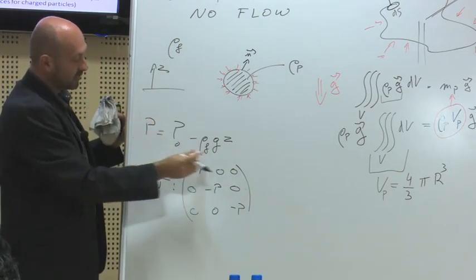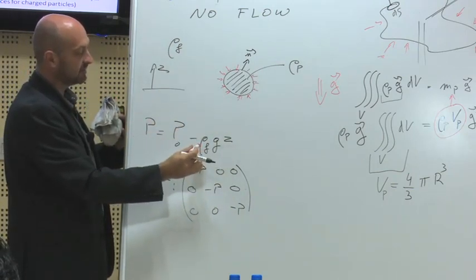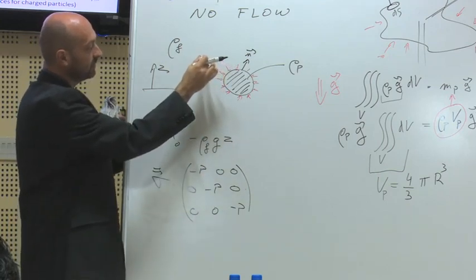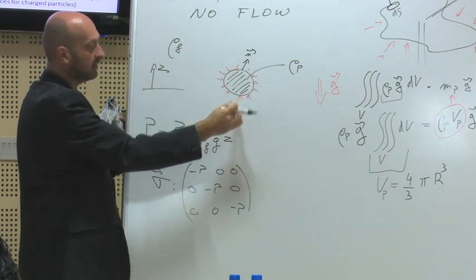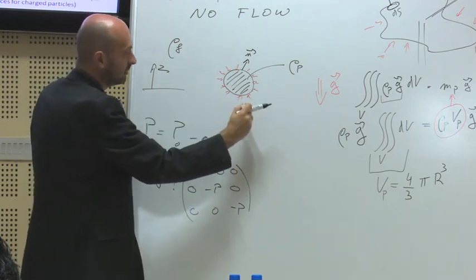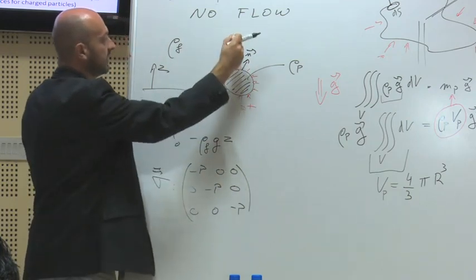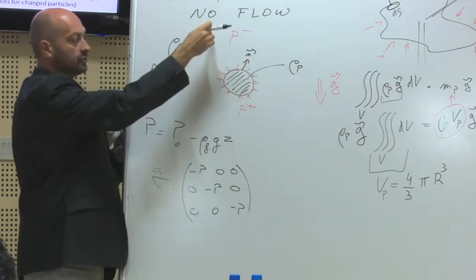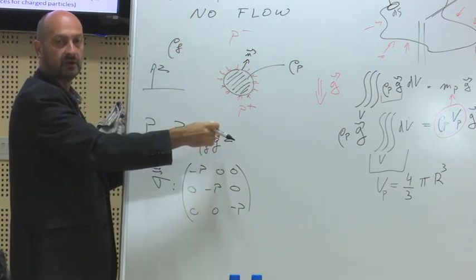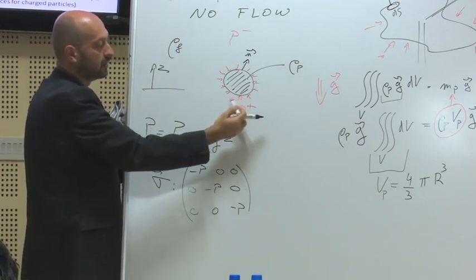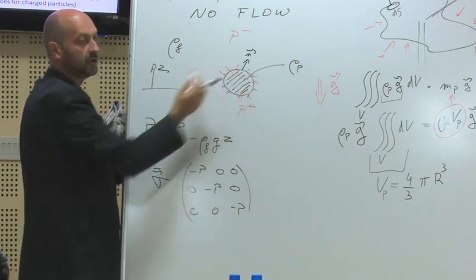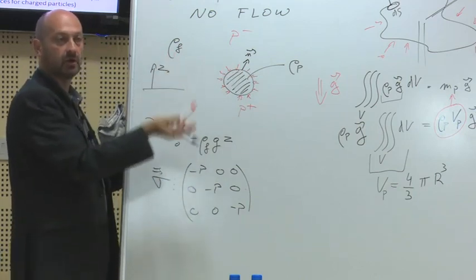Because we have this distribution on the particle, when you go from above the particle to below the particle, here you will have a pressure which is higher than here, because as you go deeper into the liquid, you increase the pressure. So the pressure is stronger at the bottom compared to the top of the particle. So it will push the particle upward.